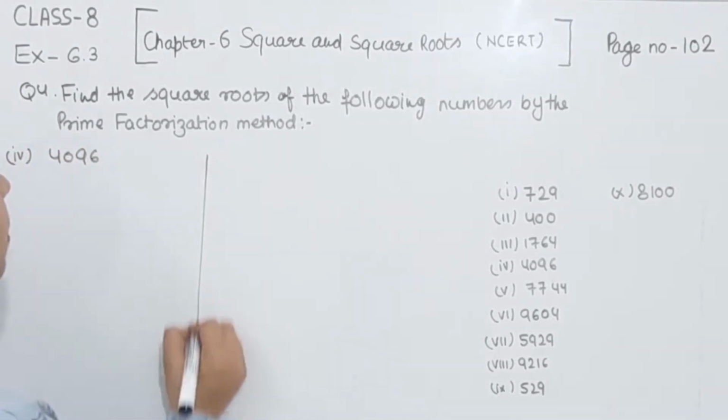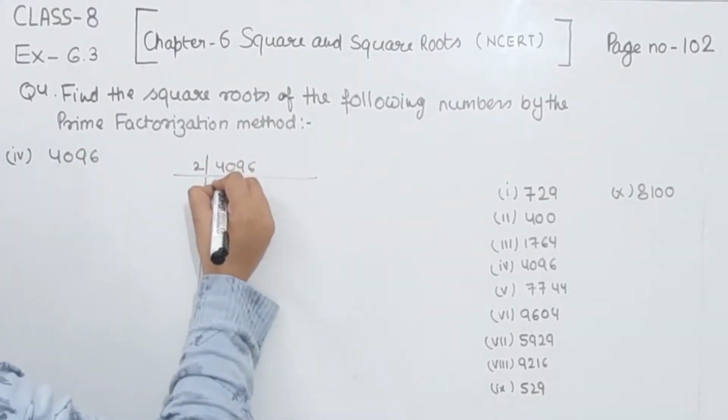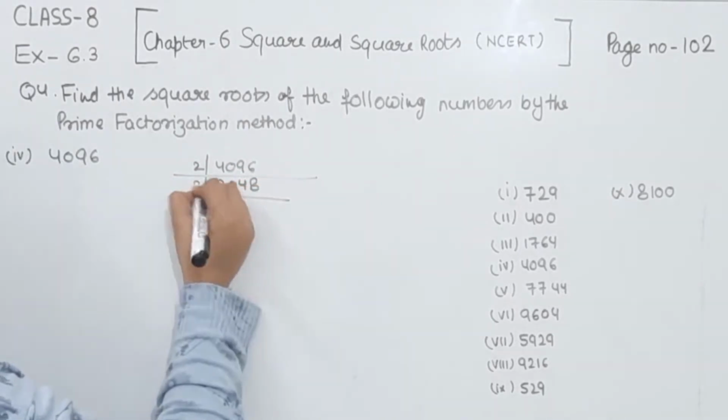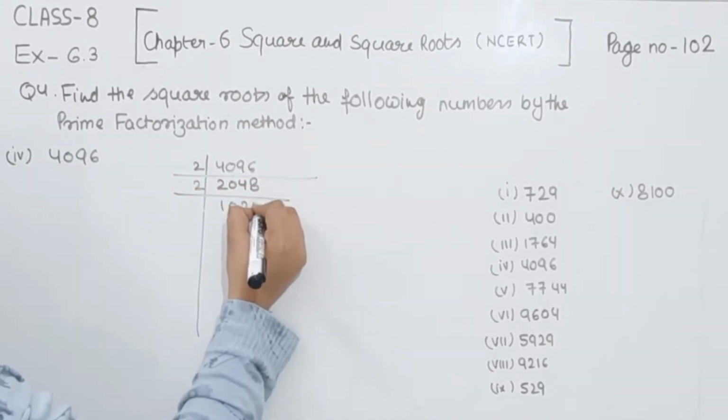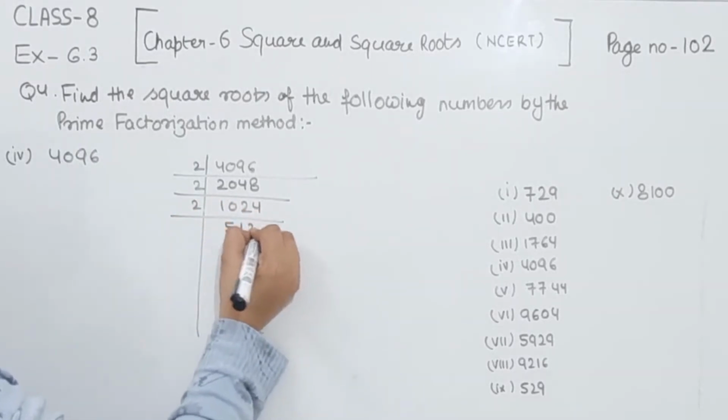4096. First of all, we are going to find the prime factors of the number. Start with 2. 2 2s are 4, 0. 2 4s are 8, remainder 1, 2 8s are 16. Now 2 1s are 2, 0. 2 2s are 4, 2 4s are 8. Now again 2 5s are 10, 2 1s are 2, 2 2s are 4.